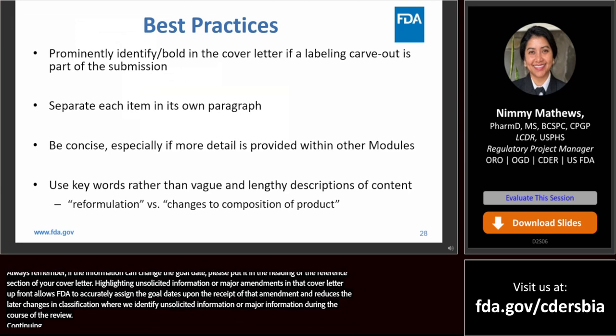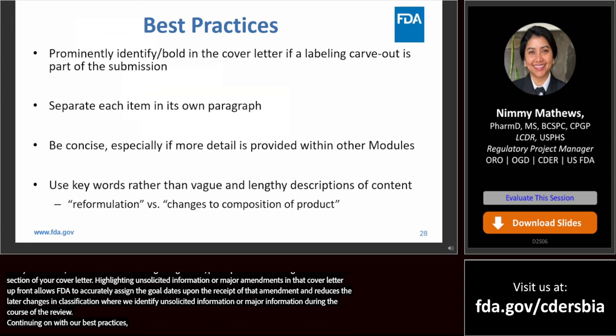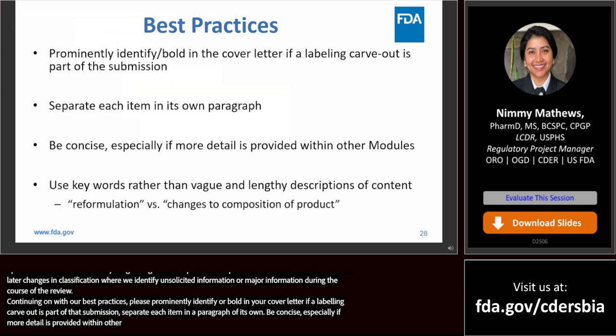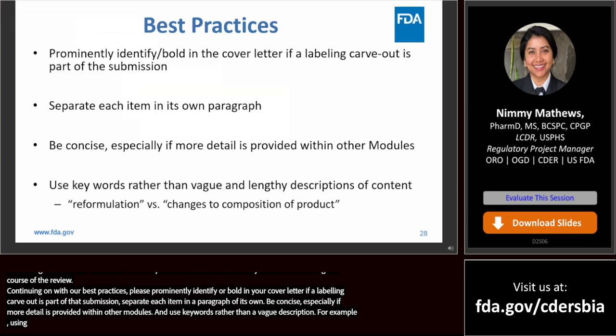Continuing on with our best practices, please prominently identify or bold in your cover letter if a labeling carve-out is part of that submission. Separate each item in a paragraph of its own. Be concise, especially if more detail is provided within other modules. And use keywords rather than a vague description of the content. For example, using the keyword reformulation versus stating changes to composition of the product.